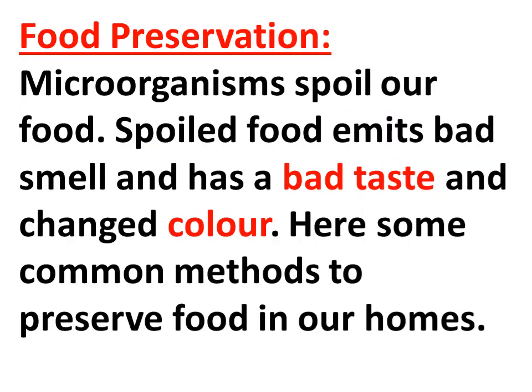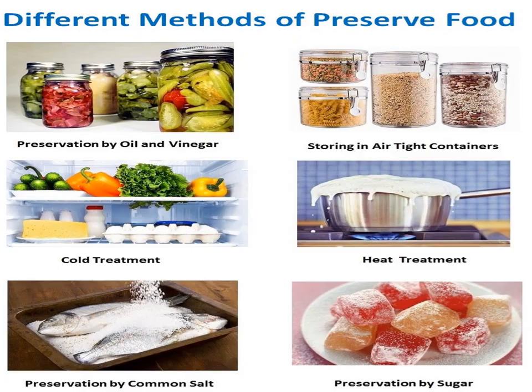Now, what is food preservation? See, microorganisms spoil our food. Spoiled food emits a bad smell and has a bad taste also, and changes color also. And we will discuss some common methods to preserve food at home. So these are the different methods.